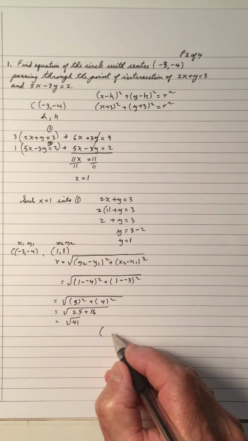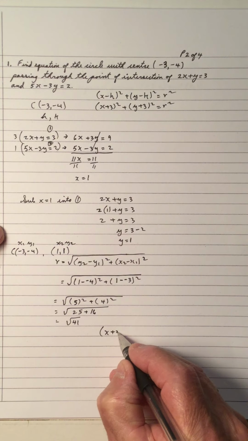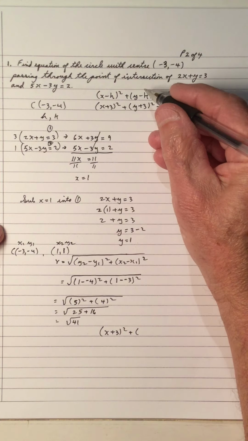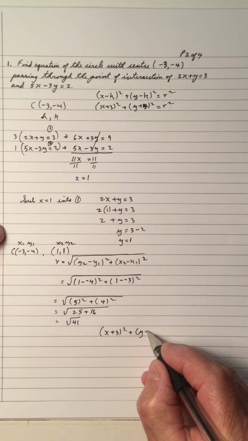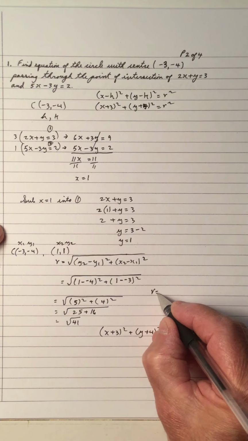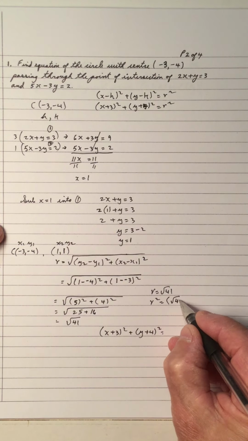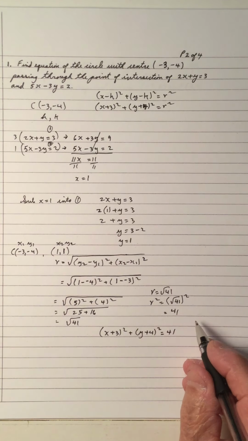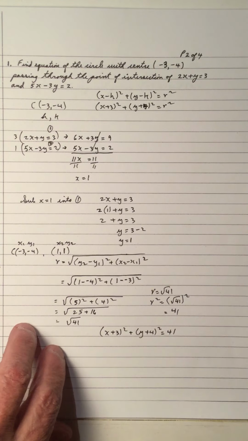So the equation is x minus h. I'll just write it down again. And y plus, I put a 3 there, but it's a 4. Y plus 4. And the radius, if the radius is the root of 41, then r squared is the root of 41 squared, which is 41. So the equation is x plus 3 all squared, add on y plus 4 all squared equals 41.